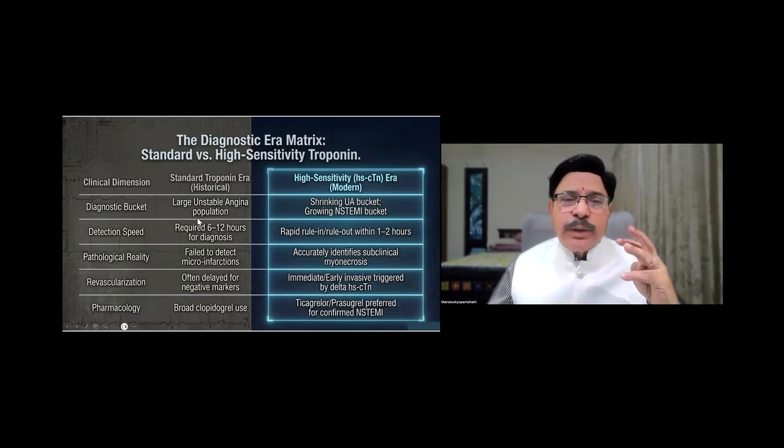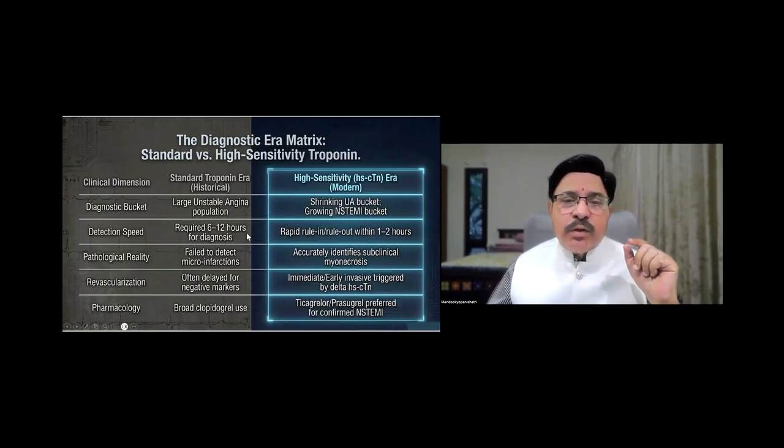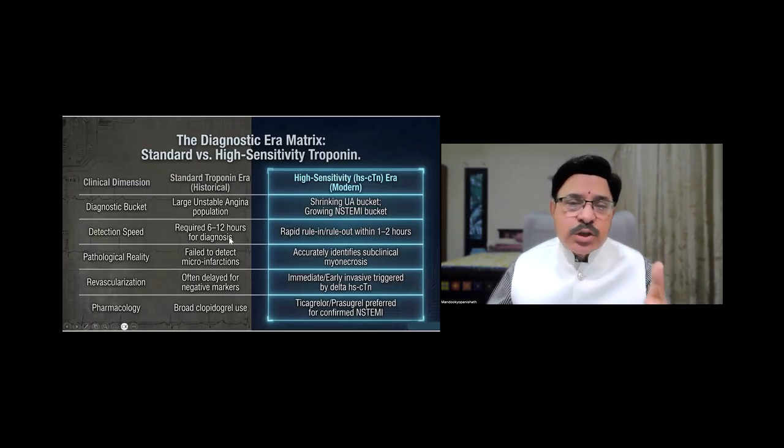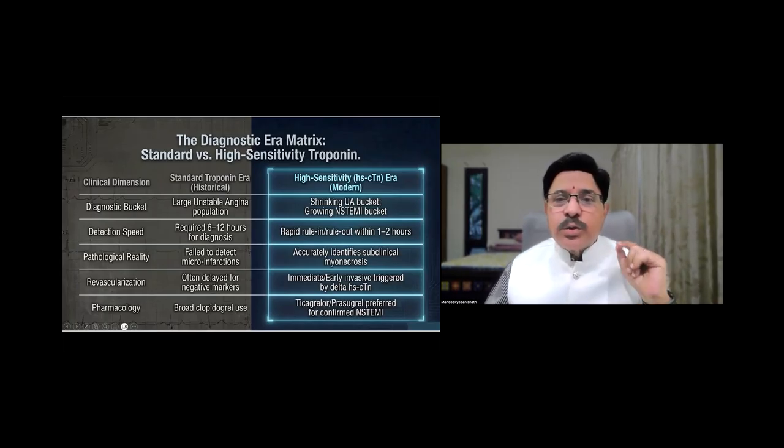Here, in the diagnostic bucket, a large number of the population were included as unstable because we didn't have a high sensitivity assay. It required 12 hours for the diagnosis. This troponin used to rise to that level in 6 to 12 hours and it failed to detect microinfarctions, often delaying the treatment for negative markers, and only clopidogrel was used regularly for the pain. I was doing an aspirin clopidogrel combination and discharge earlier. Now I should not do that.